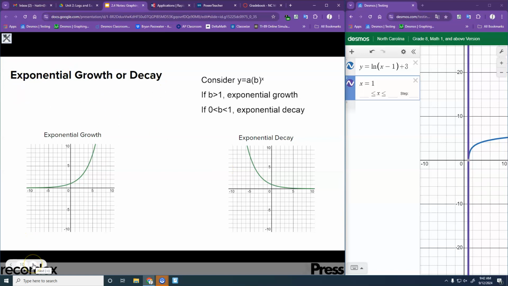When you're looking at these equations, this B value, that number that's being raised to the power, is what you're going to look at. If B is greater than 1 right here, you are going to have exponential growth. If the B value is between 0 and 1, so you have a decimal or a fraction there, you're going to see exponential decay for that.